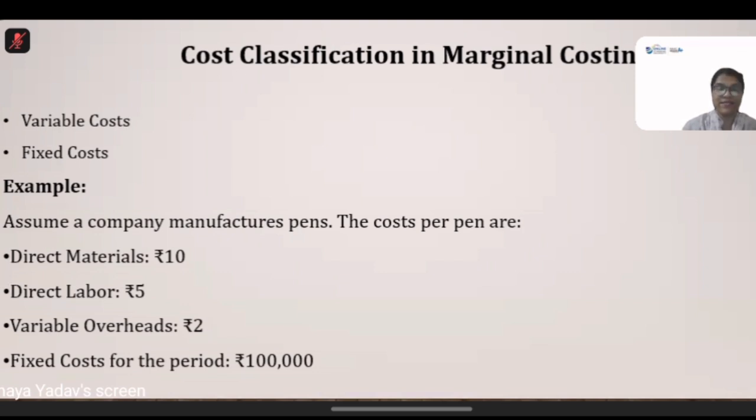So let's take one example. Assume that a company manufactures pens. The cost per pen: direct material is 10 rupees, direct labor is 5, variable overhead is 2, and fixed cost per period is 1 lakh. Now, what are we going to calculate? Yes, what is your fixed cost? What is your variable cost for that particular period? Okay. Now, I'll show it over here.